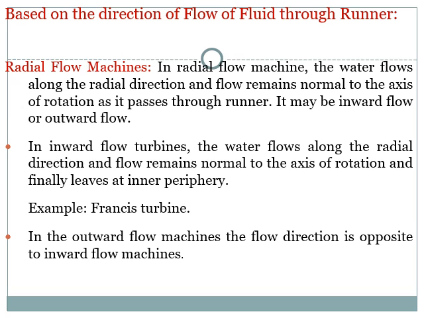An example for that is the Francis turbine. But in the case of outward flow machines, the flow direction is opposite to the inward flow machines. That means the inlet of the fluid takes place at the inner periphery of the rotor, then water flows along the surface of the rotor. Finally it exits from the outer surface or outer circumference of the runner.